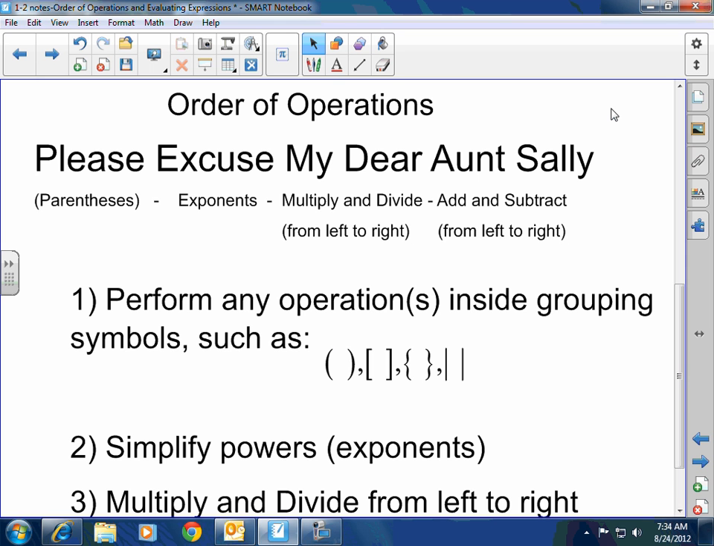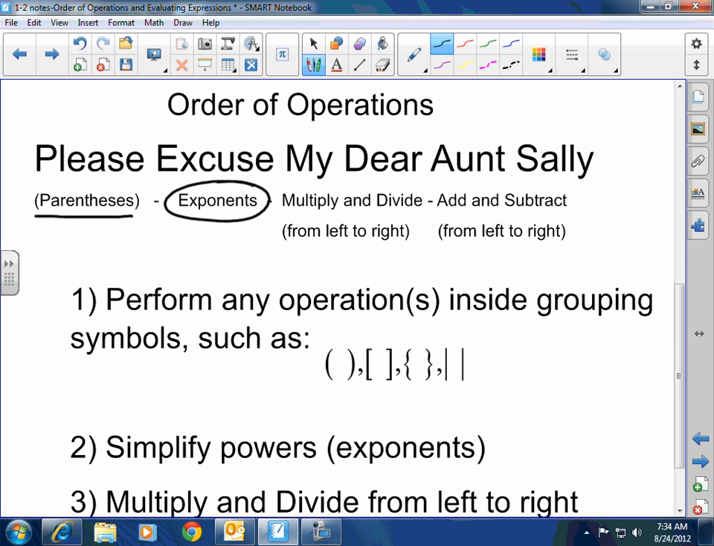The order of operations we're talking about: please excuse my dear Aunt Sally. Please stands for parentheses. All the operations in the parentheses are completed first. Then excuse represents exponents. You perform all exponent operations second. My dear, that's multiply and or divide in order from left to right. Please be careful with that, left to right. And then my Aunt Sally is add and subtract in order from left to right.